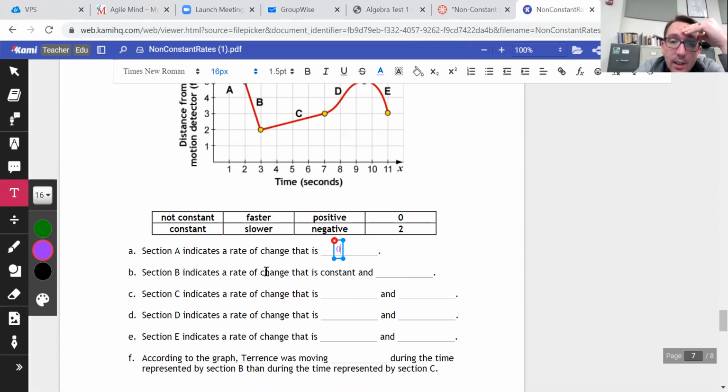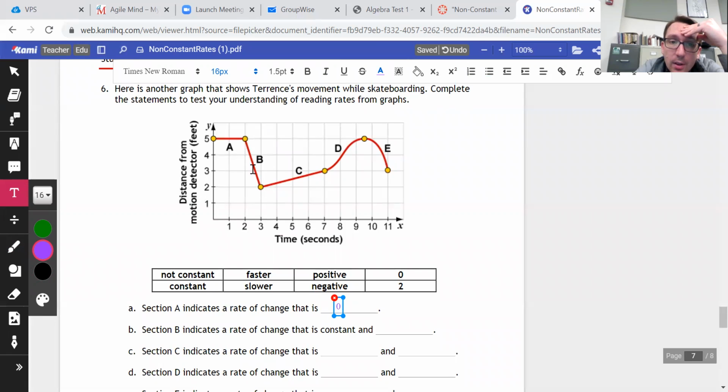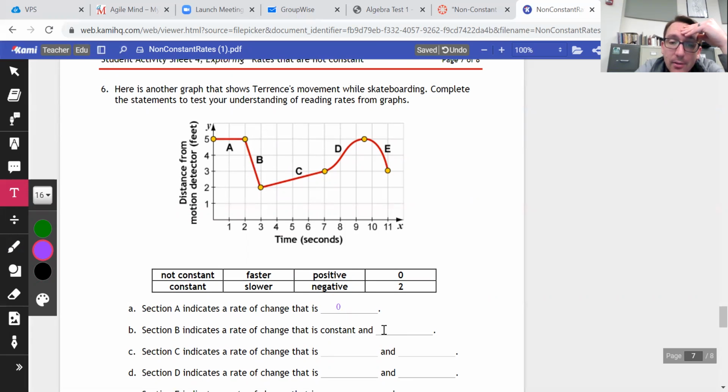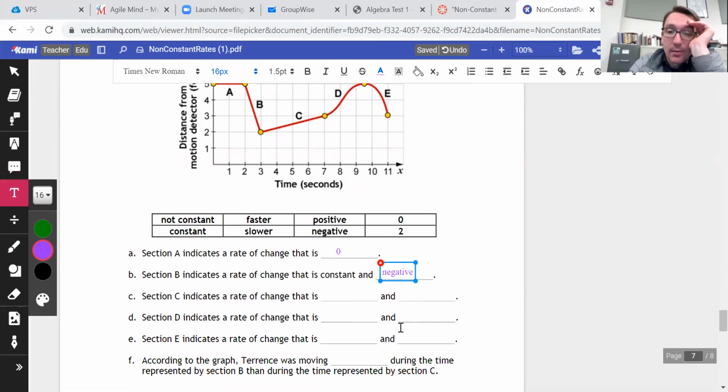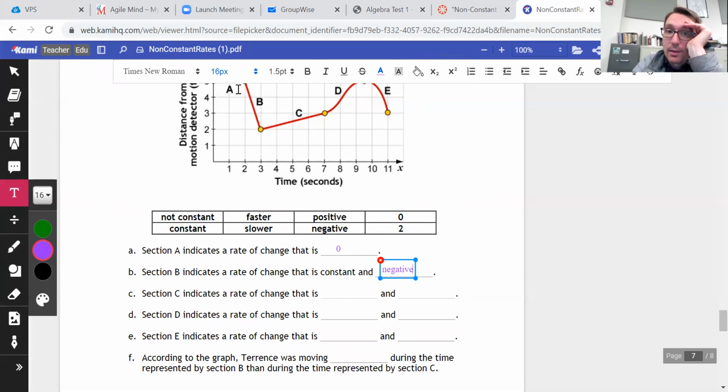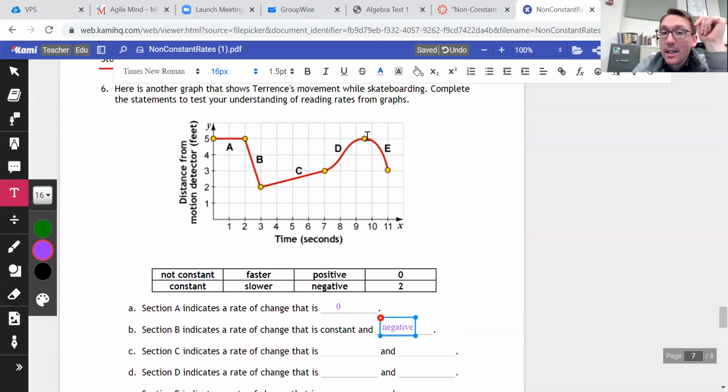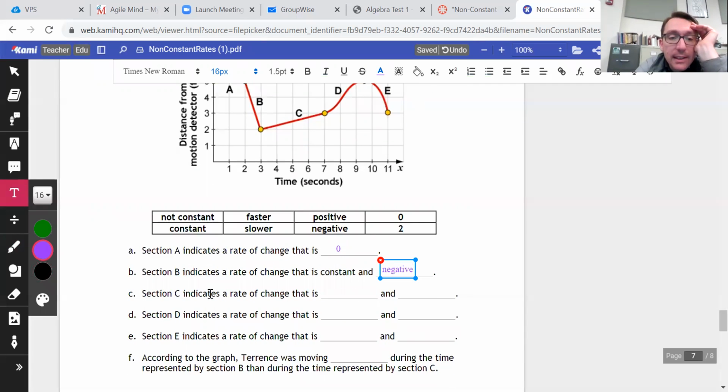Section B indicates that it is constant and what? Is the rate going up or down? Well, it's clearly going down, which means we have a negative slope or a negative rate. So remember, going down means a negative rate, always. As you're going to the right, if the line goes down, it's negative. The only other place that's negative is at E. Okay, section C indicates the rate of change is what? Positive and constant. That's what I would say.